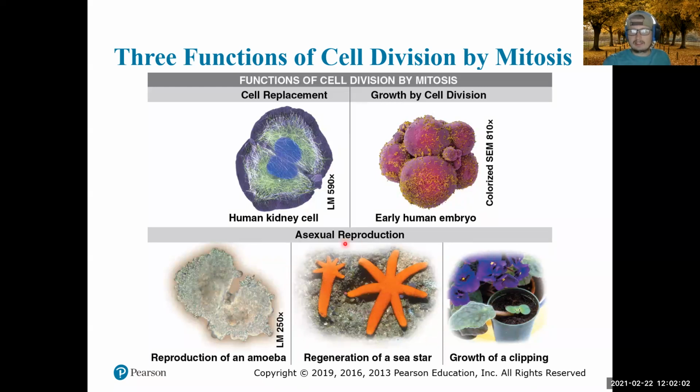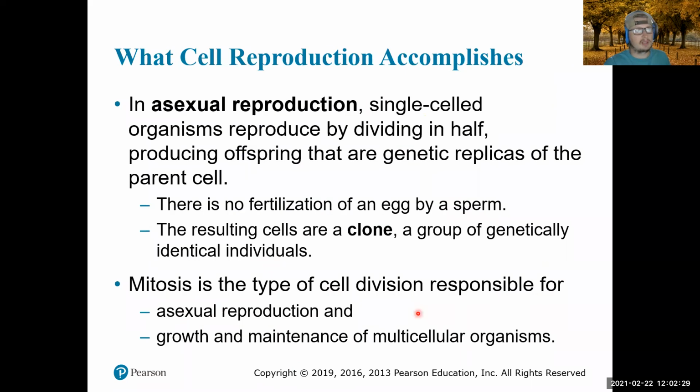Same thing with a sea star. Say if you cut off this limb of the sea star, it will grow a new body, and then this body will grow a new limb. And so they can regenerate themselves that way. And again, all of these individuals on the bottom will be genetically identical to one another. And this is referred to as a process of asexual reproduction in these three cases at the bottom. And asexual reproduction is really where you have single celled organisms, mostly single celled organisms.